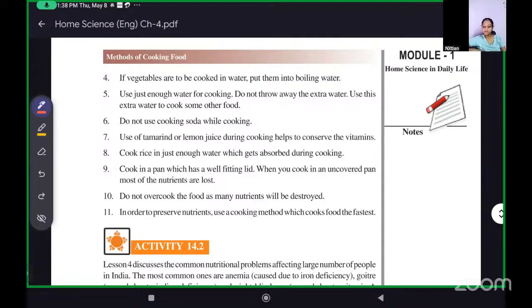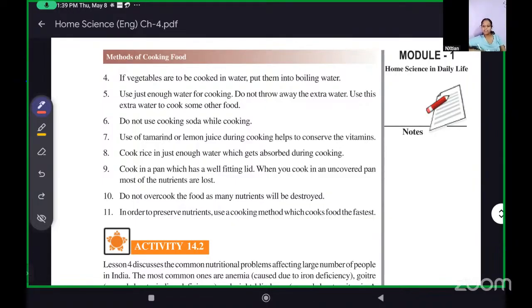Then cook rice in just enough water, which gets absorbed during cooking. Sometimes you put a lot of water in rice, but you should put just enough water that it gets absorbed in the rice. There is a particular quantity for everything. As you learn cooking further, you can learn it from your parents. They use a measure: this much rice, so this much water. Ask them, they must use measures for that, so you can learn those measures.